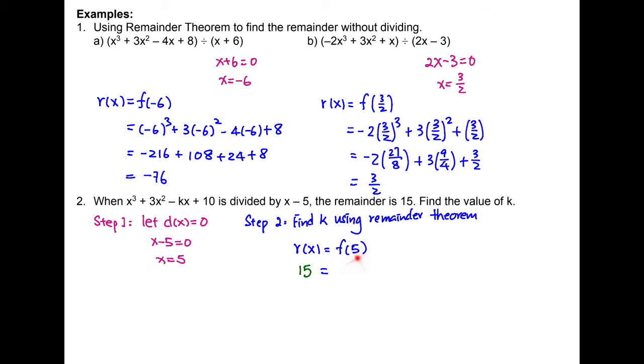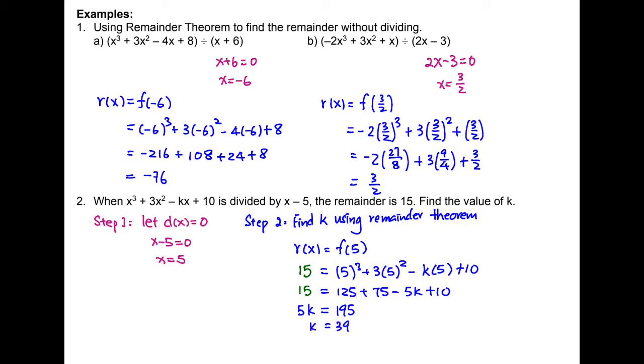That means we put 5 into every single x for the function f(x). Then we can expand and simplify. We get 5k equals 195. Then k will be 39.